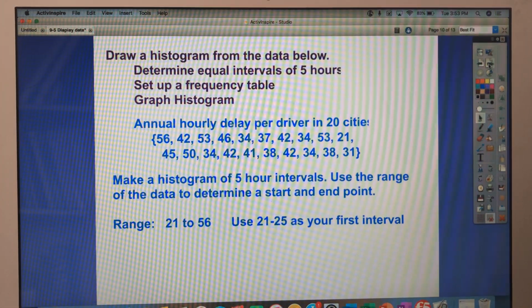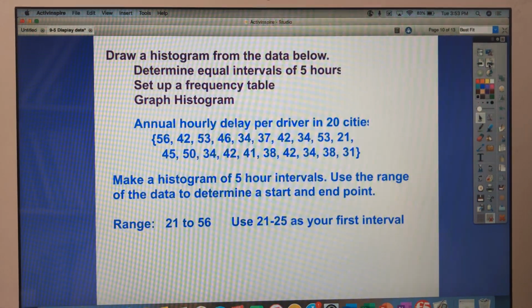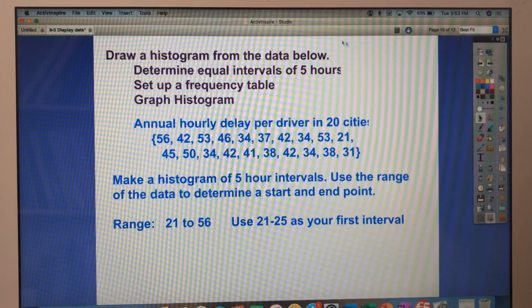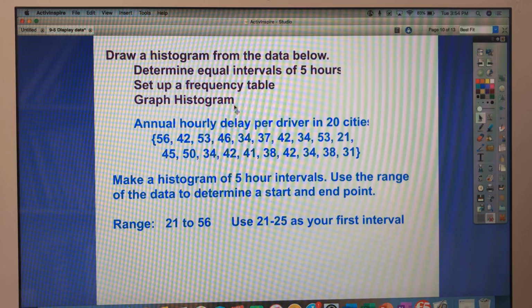But guess what? I have an example for you. Draw a histogram from the data below. Determine equal intervals of 5 hours. So I am giving you the interval amount, 5 hours. Set up a frequency table, graph the histogram. Here is all the data.